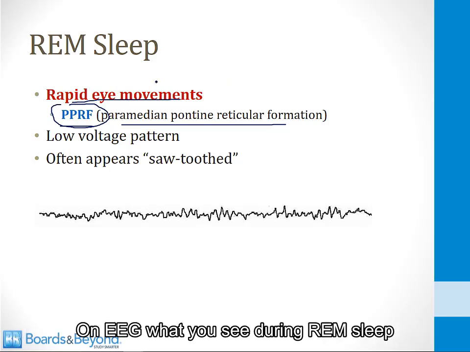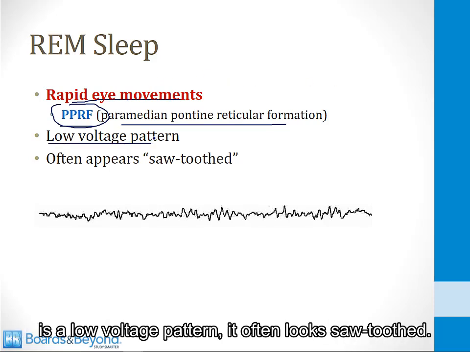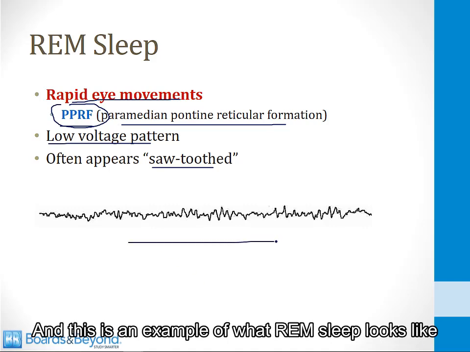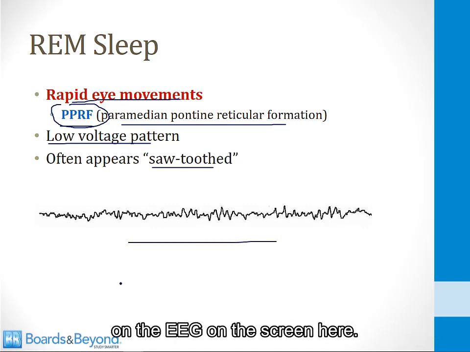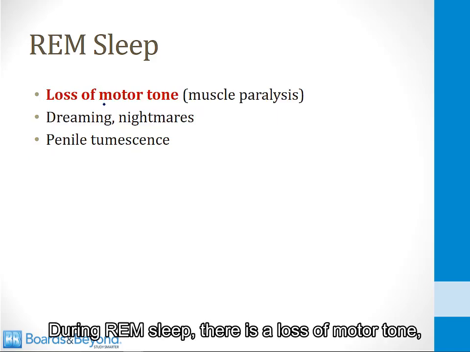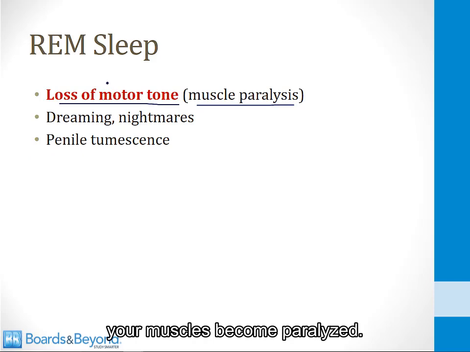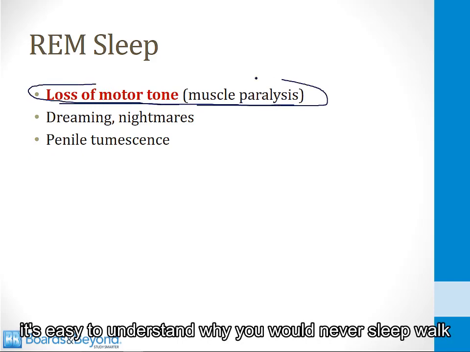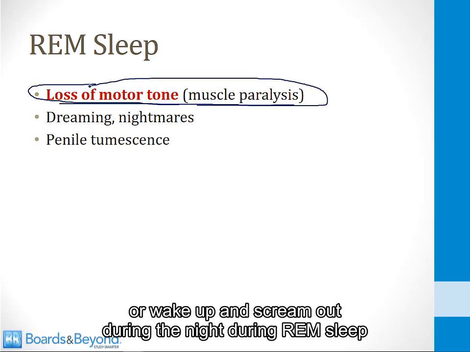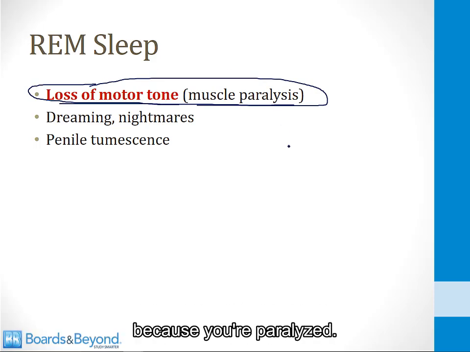On EEG, what you see during REM sleep is a low voltage pattern. It often looks sawtoothed, and this is an example of what REM sleep looks like on the EEG on the screen here. During REM sleep, there is a loss of motor tone. Your muscles become paralyzed, and if you know this, it's easier to understand why you would never sleepwalk or wake up and scream out during the night during REM sleep because you're paralyzed.